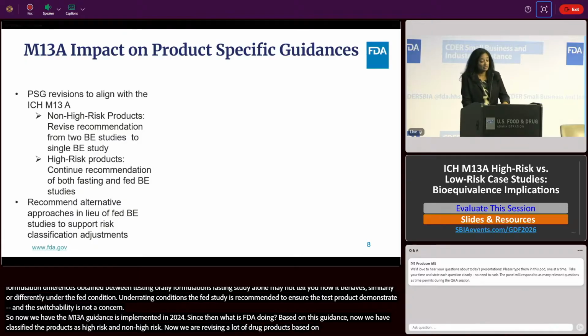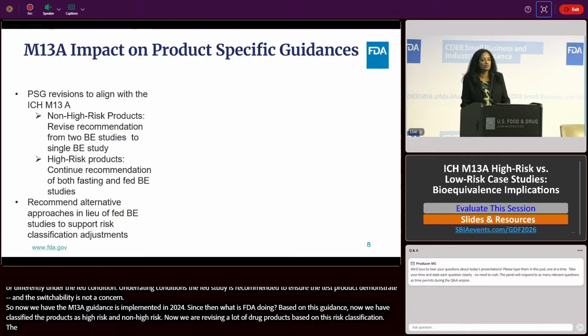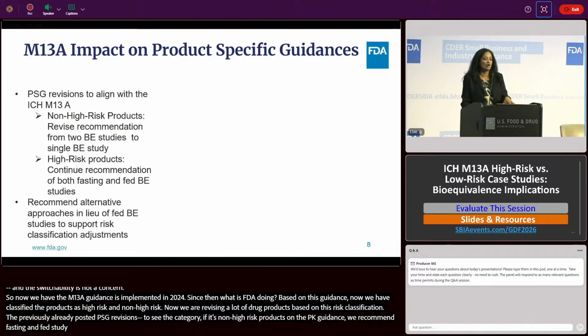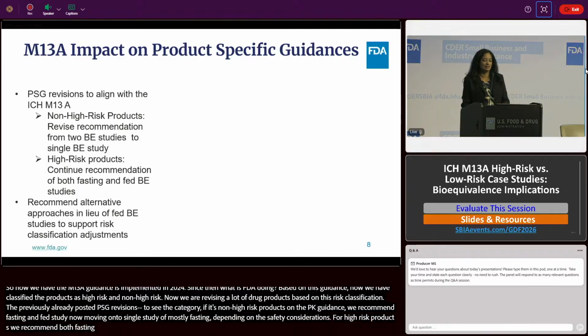So the previously already posted PSG recommendations were revised. They revisited to see what is the category. And if it's a non-high risk product, in the past, based on the PK endpoint guidance, we used to recommend fasting and fed studies. Now moving on to a single study, mostly fasting, but again, depending upon the safety considerations. However, for high-risk products, we continue to recommend both fasting and fed studies.